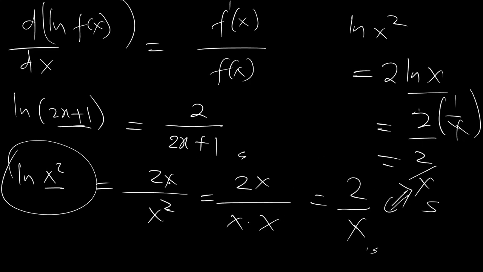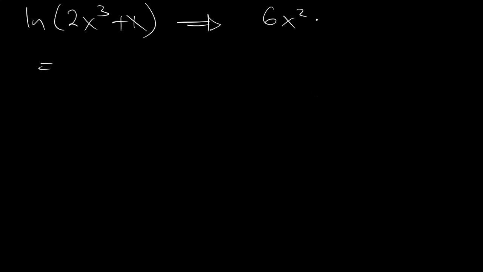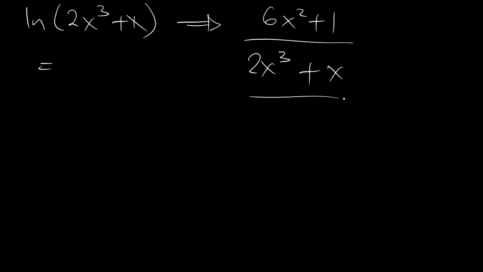Now, let's say we are given an expression like this. Let's say you have ln(2x cubed plus x). If you want to do the derivative of this, let me write it here. The derivative of it will now be 6x squared plus 1 over 2x cubed plus x. So that is it. This is the final answer.